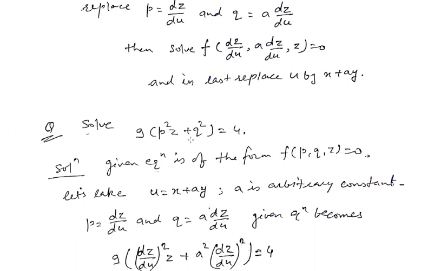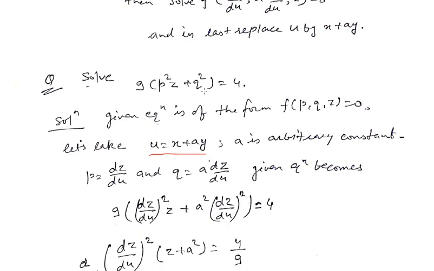9(p² z + q²) = 4. Here x and y are absent, so we can use this method. Very first we will take an independent variable u, which is equal to x + ay. Here a is an arbitrary constant. At the same time we will take p = dz/du and q = a dz/du.